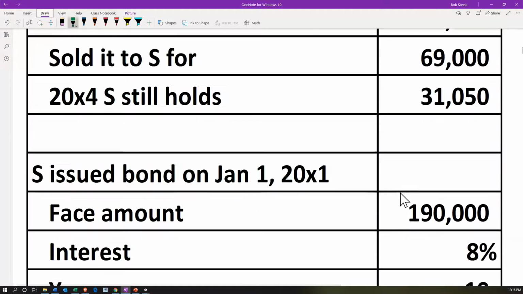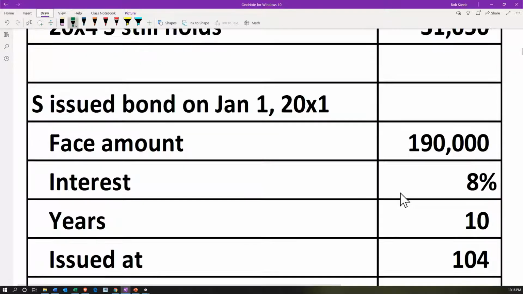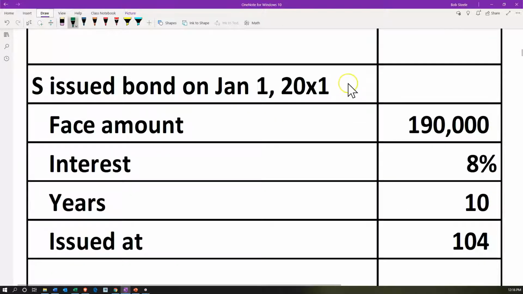Then S issued bonds on January 1st, 2000X1. The face amount of the bonds is $190,000. Note, we're not saying here that S issued them to P. S simply issued the bonds. So we don't have any kind of problem with intercompany transfer at this point in time, but then P is going to purchase some of those bonds from a third party, and that's where the problem happens. But in any case, right now, no problem thus far.